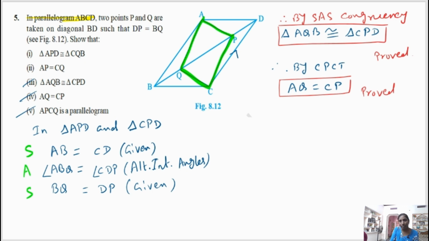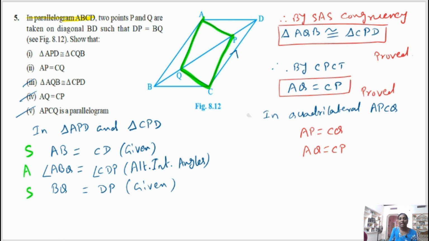So, first we should write, in quadrilateral, we don't know whether it is a parallelogram or not. So, we can write in quadrilateral APCQ. Here we have just proved that. The second point we have proved. Here I will change the color. Here AP is equal to CQ. We have proved above, and AQ is equal to CP. We have proved above just now.